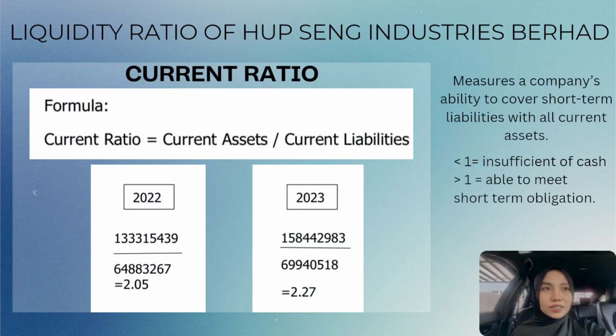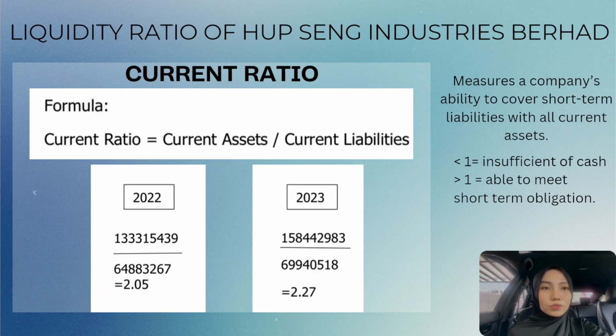Current ratio is a key financial metric that shows whether a company can pay off its short-term debts using all of its current assets. The formula for current ratio is straightforward. You simply divide the current assets by the current liabilities. For Hup Seng Industries Berhad in 2022, the current ratio was calculated as above. We get 2.05, which means that in 2022, the company had 2 ringgit 5 cents in current assets for every 1 ringgit of current liabilities. In 2023, the current ratio increased to 2.27.